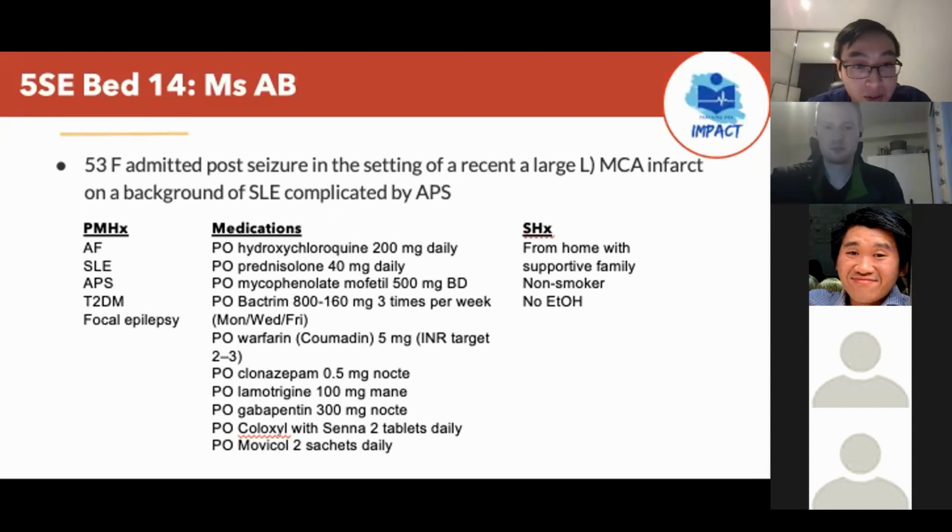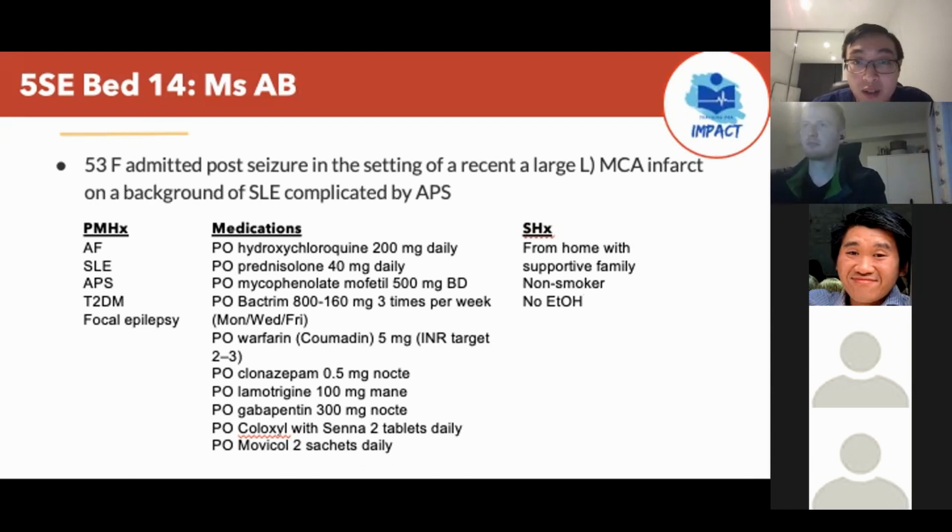So this patient has a past history of AF, SLE with secondary antiphospholipid syndrome, type 2 diabetes, and focal epilepsy. Her pre-admission meds are as shown and include some immunosuppressants for her SLE and some anticonvulsants for her epilepsy, as well as some aperients, presumably for constipation. She's from home with supportive family, is a non-smoker and a non-drinker.